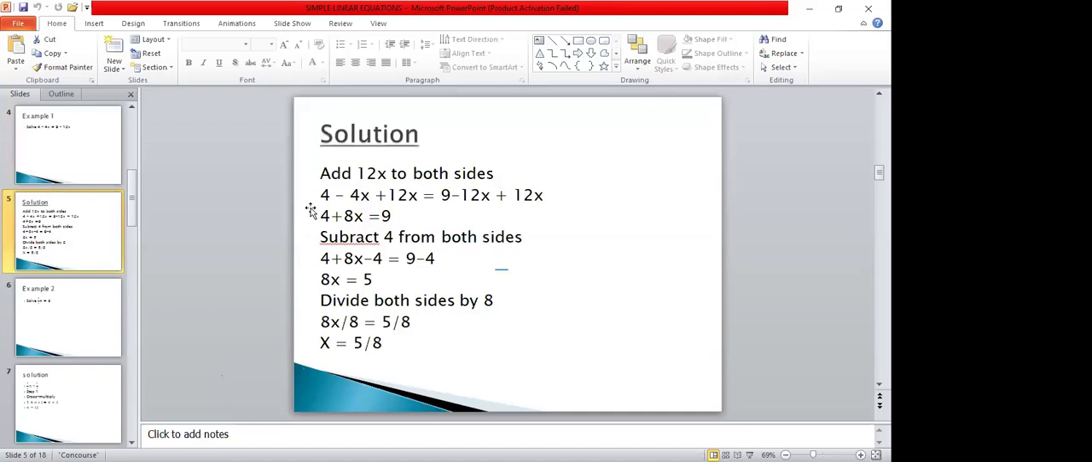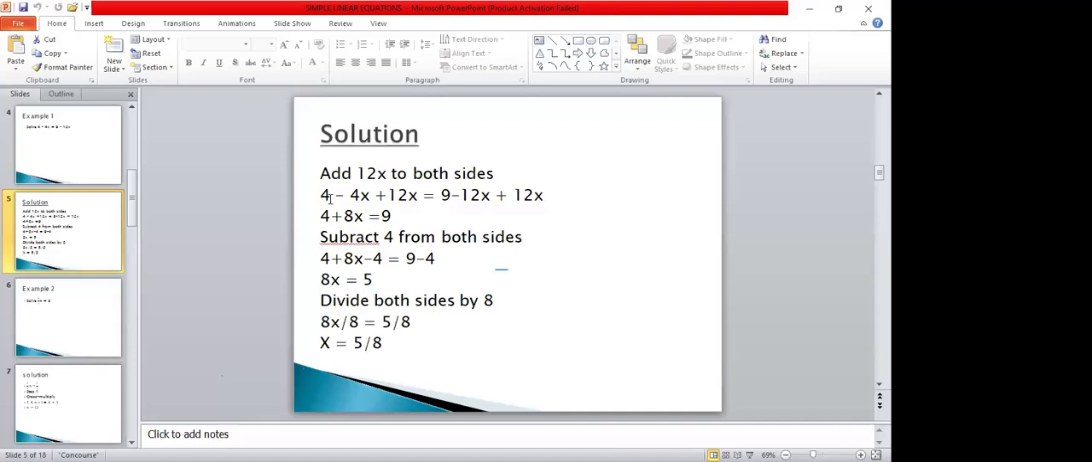Look at it. Add 12x to both sides. You must know the reason why we are doing so. You actually want to remove the minus 12x from here. So that is the reason. So we have 4 minus 4x plus 12x equals 9 minus 12x plus 12x. So you just add the additive inverse of minus 12x. So from here, this is minus 12x plus 12x. That will cancel. It will remain 9. Can you see it properly?